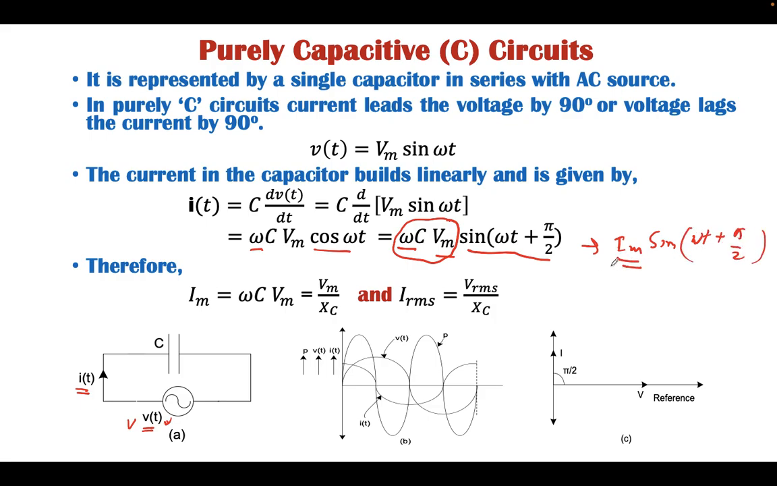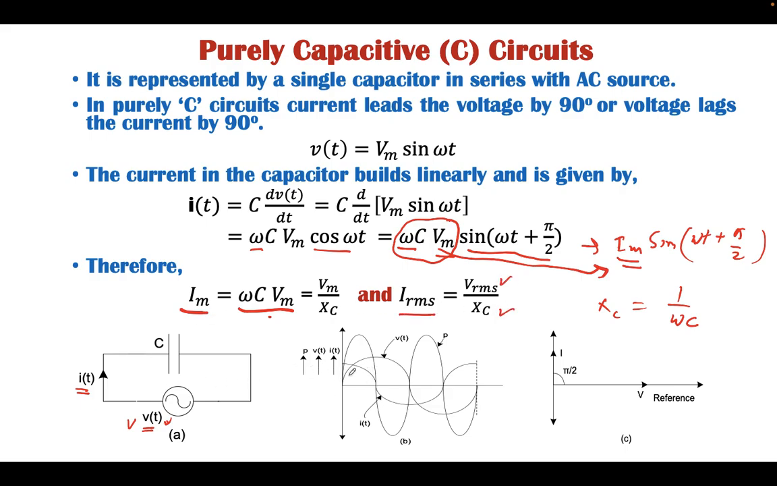Then we can say this amplitude is nothing but Im, so Im is equal to omega C Vm. Further simplifying, we know Xc is equal to 1 by omega C, so omega C is taken as 1 by Xc, and then Im is equal to Vm upon Xc. Similarly, Irms is equal to Vrms upon Xc.